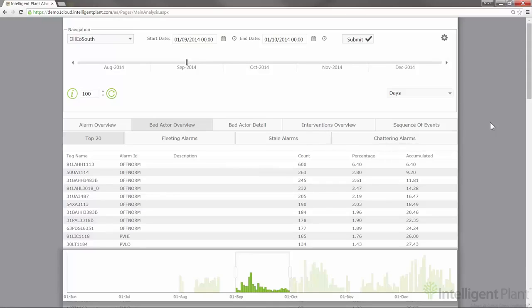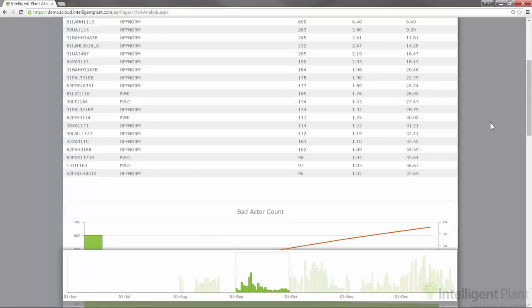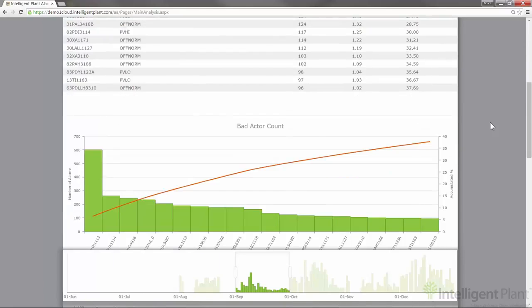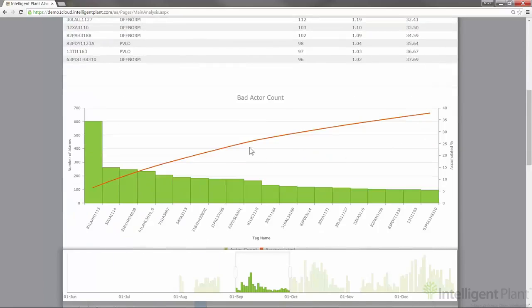We have a list of the top 20. We then chart them so there is a graphical representation, and we accumulate them with the orange line so that we can see that altogether they are responsible for nearly 40% of all alarms. Fixing only these 20 would remove 40% of the alarms.